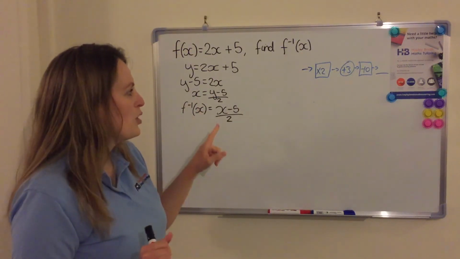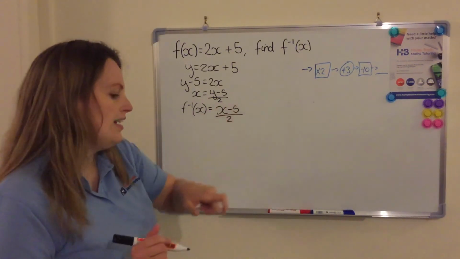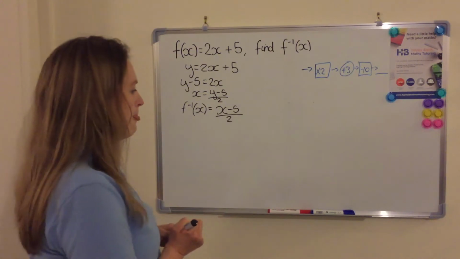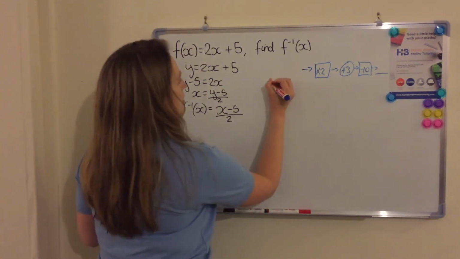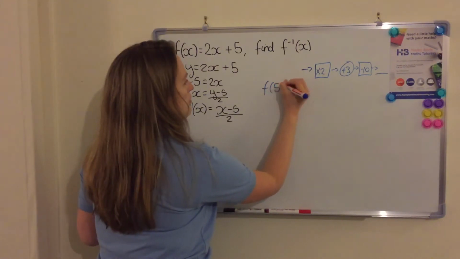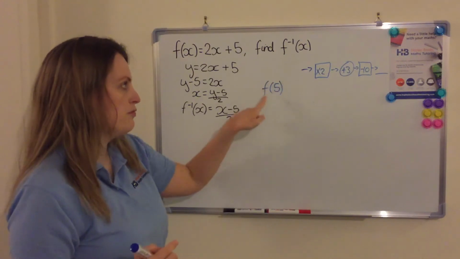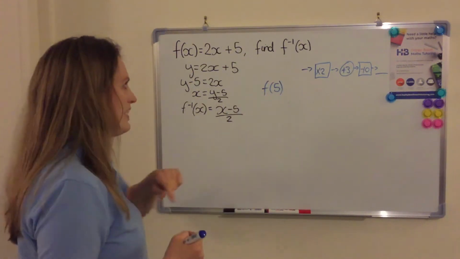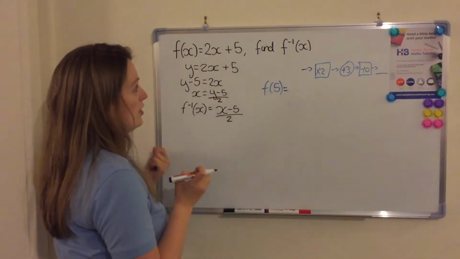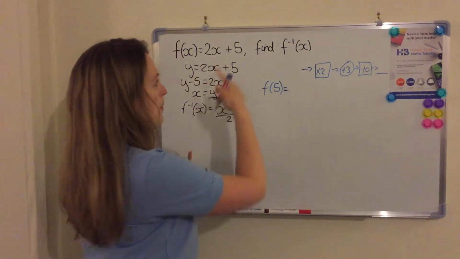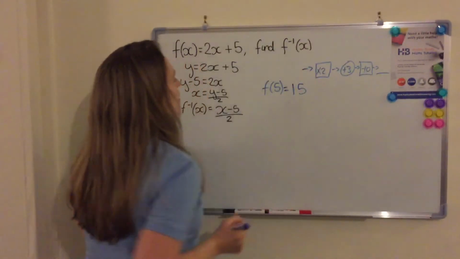Now I mentioned I'm going to talk about how you can check your answers using this concept here. So let me take our original function and let's say we're going to find f of 5, for example. I'm hoping you're comfortable with doing this bit from before, so I'm going to quickly put that in. We do 2 times 5, which gives us 10, plus the 5, which gives us 15.